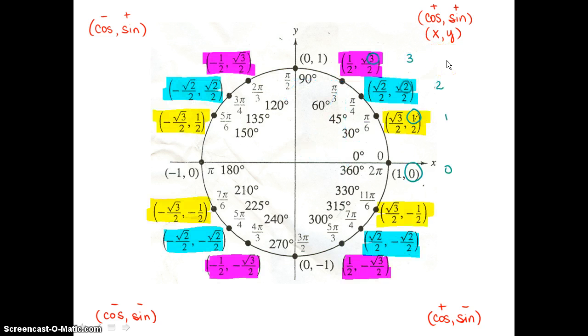Another really practical way of remembering this is to notice the numerators. If I start down here with 0, my numerators are going to count up: 0, 1, 2, 3. It happens the same way on the inside. If I start right here at 0, my numerators are going to count up: 0, 1, 2, 3. And so that gives me an easy way to remember that first quadrant.